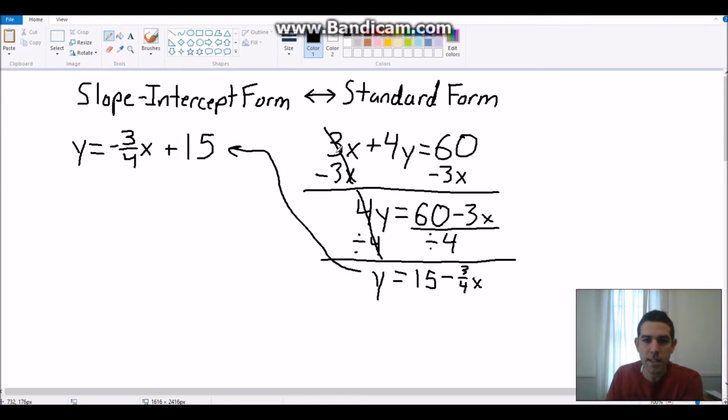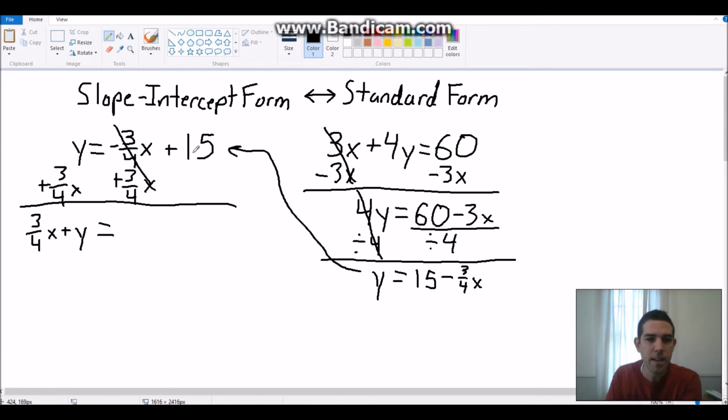Well, in order to make it look like standard form, I need to get that x back with the y. So first thing I'll do, step 1, is add the x variable. I'm adding 3/4 x. Now, I won't always add. I'm only adding here because this is a negative slope. If it was positive, I would have to subtract. Alright, these cancel out. And over here, I now have 3/4 x plus y. I can't add it to y because they aren't like terms. And over here, my 15 is brought down.